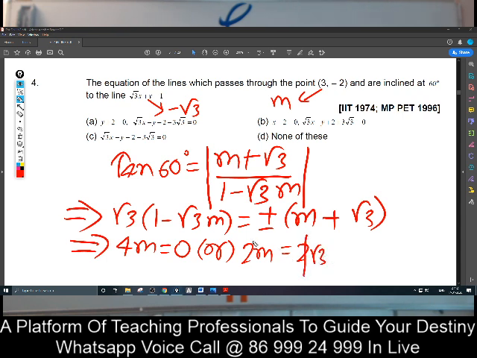So you got m value root 3, m value 0. M value 0 means parallel to x-axis. Parallel to x-axis and passing through (3, -2). What is it? y + 2 = 0. And here only one option there. y + 2 = 0.